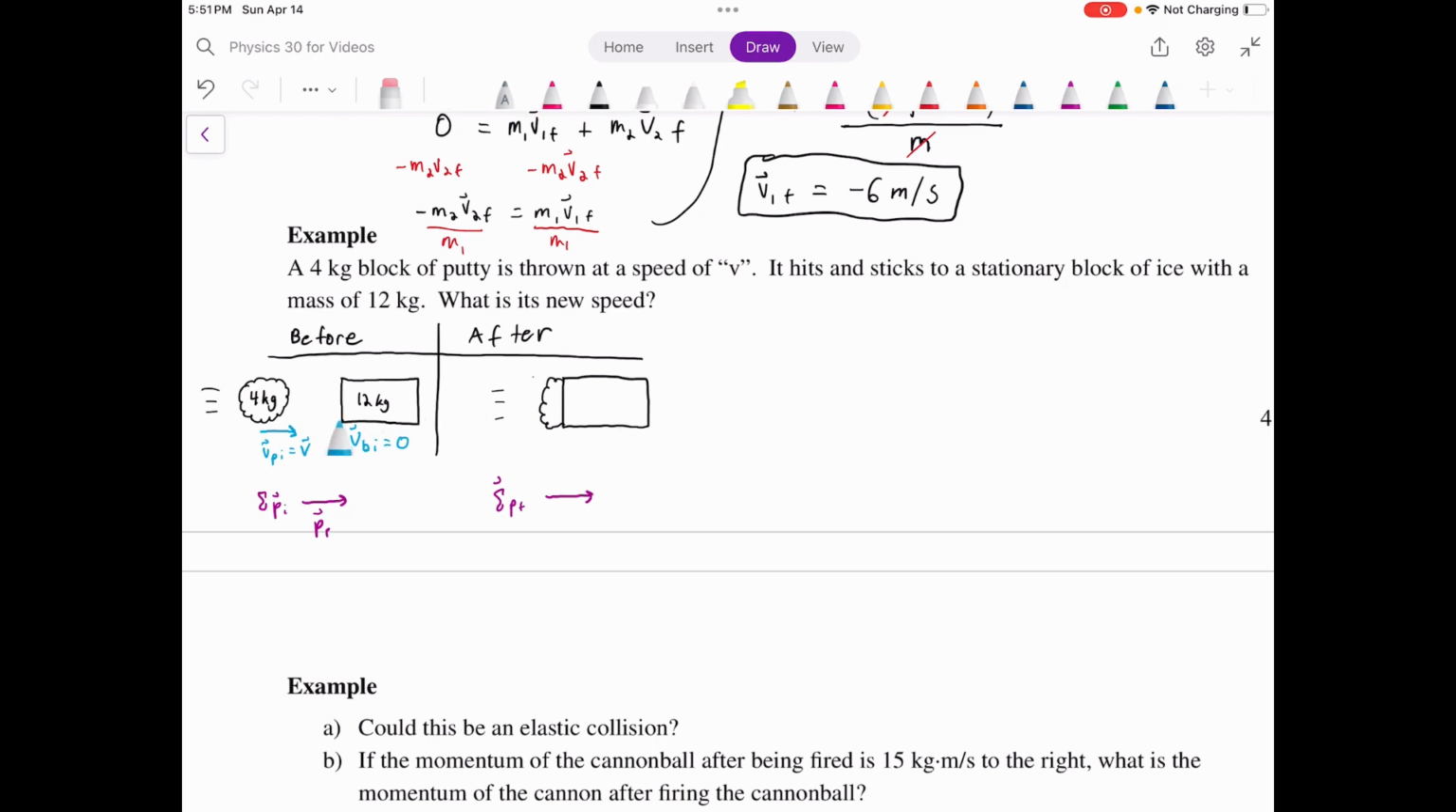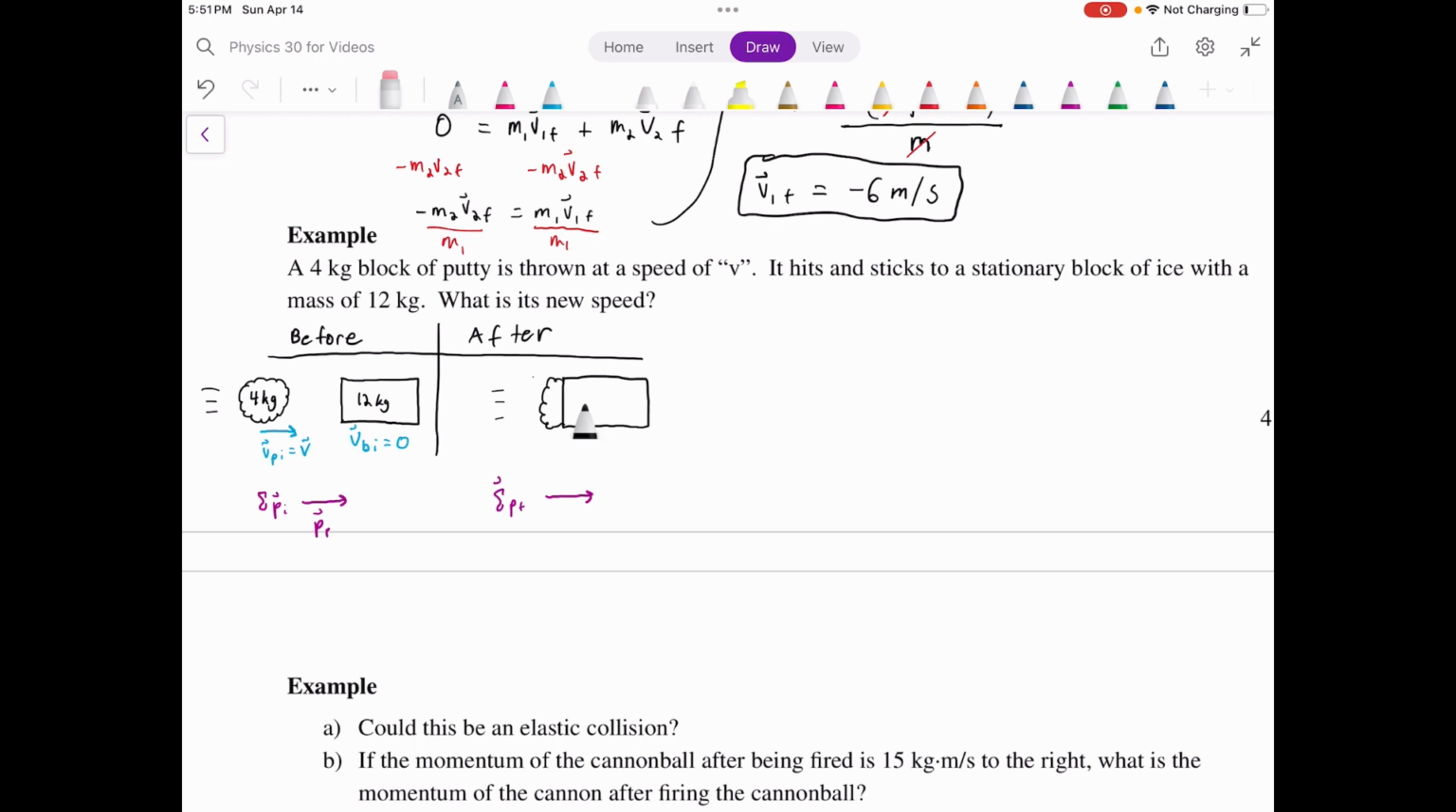So if the velocity stayed the same as the putty's velocity, we would be violating the law of conservation of momentum because momentum is mass times velocity. So if the moving mass got larger but velocity stayed the same, we would have created momentum out of nothing, right? So let's revisit that question then.